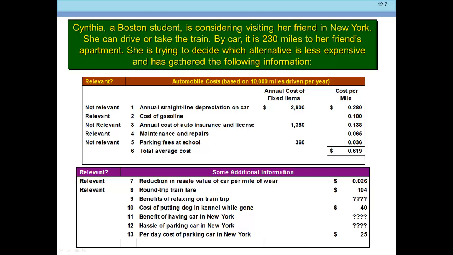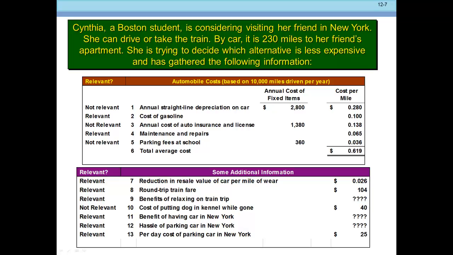How about the benefit of relaxing on the train? It's an intangible benefit, kind of hard to quantify, but she'd still consider it. Sure. She only gets that if she takes the train. And the cost of putting the dog in the kennel? I don't think so. She would have that cost whether she drove or took the train. That's right. And the benefits and hassles of having a car in New York, as well as the cost of parking in New York? All those would be relevant. She would not have those if she took the train.